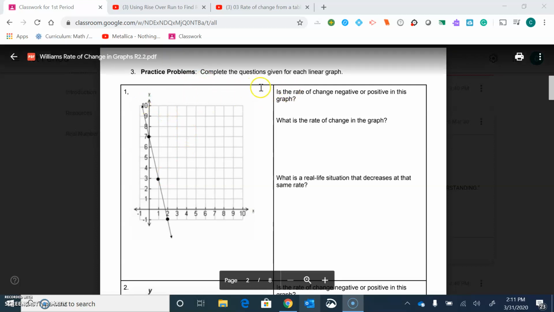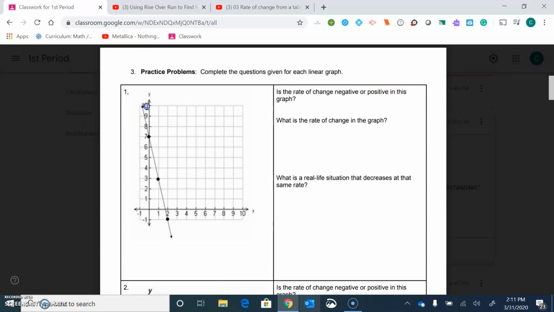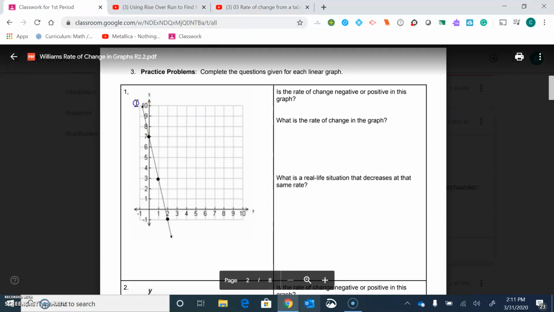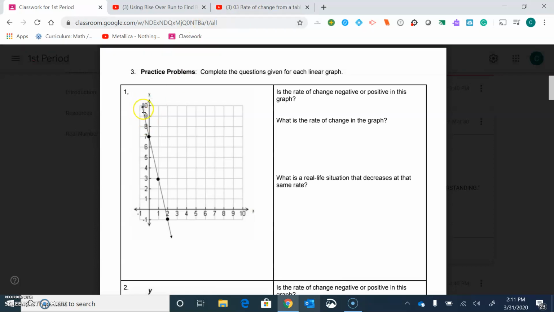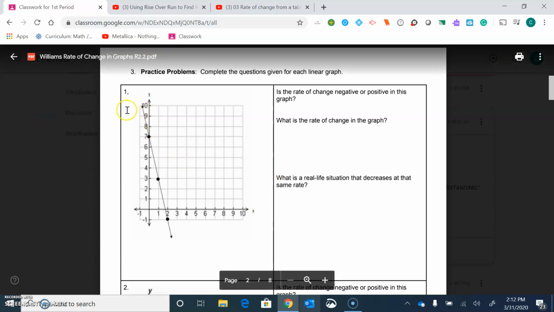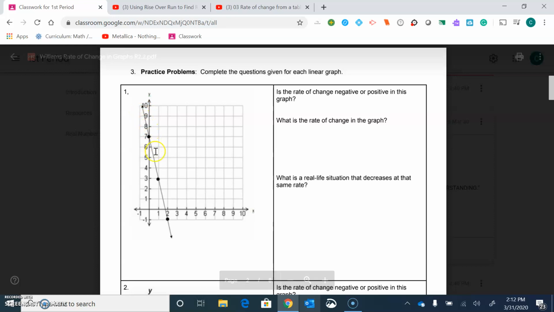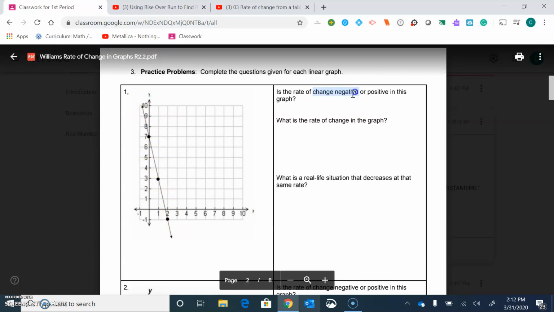So the first question says, is the rate of change negative or positive in this graph? Whenever you have rate of change, I can post a video about slope again, but we have to think here. This is going down. You read left to right, and so if I'm reading left to right, this line is going down. So if something's going down, that's a negative rate of change. Okay, it's negative rate of change.